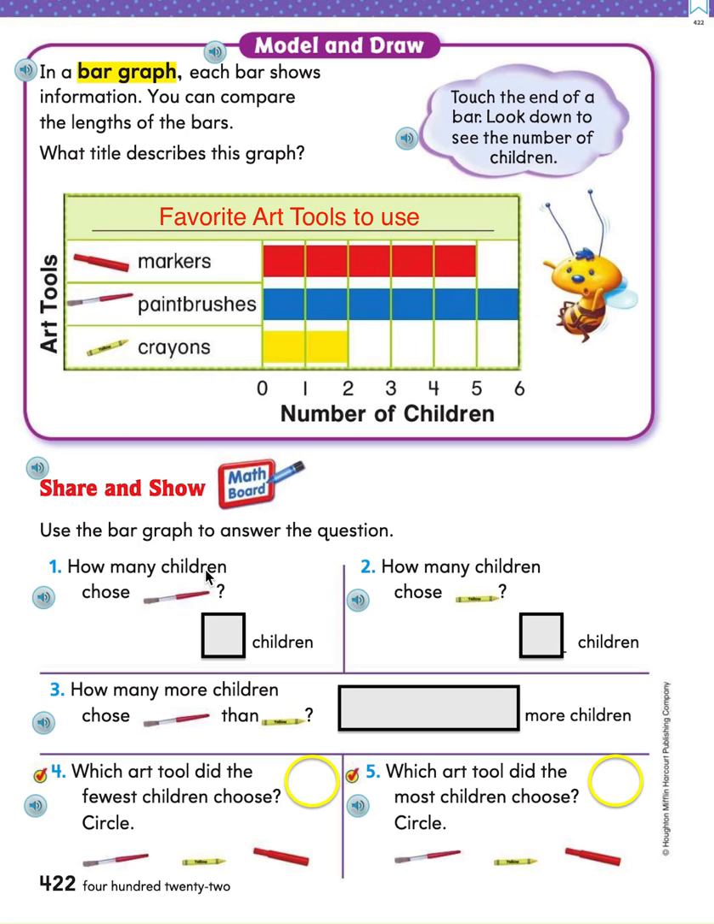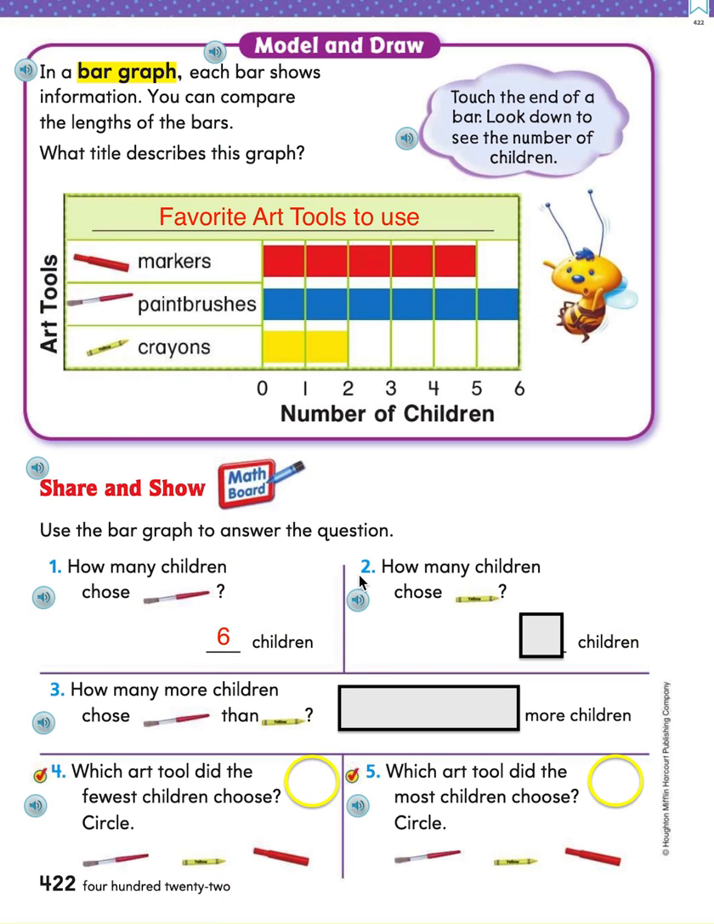Number 1, how many children chose paintbrush? Okay, paintbrushes. So we would go to our category of paintbrushes, and we're going to follow that bar all the way down until it reaches its end. When we reach the end, we're then going to go down to find the number, and I can see that the number of children that like paintbrushes is 6.